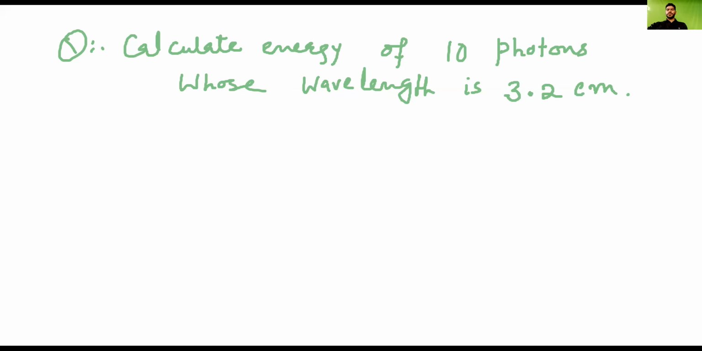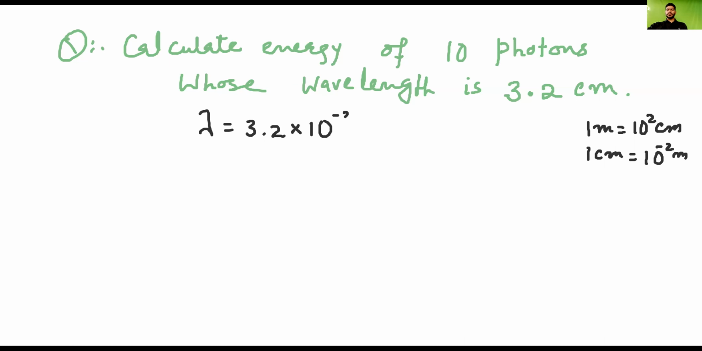Has anybody solved this one? So first, what is given? Given is wavelength, 3.2 centimeters. So first you will change it into meters. 1 meter is equal to 10 raised power 2 centimeter, but here it is given in centimeter. So 1 centimeter is equal to 10 raised power minus 2 meter, right? So you will write 3.2 into 10 raised power minus 2 meter.